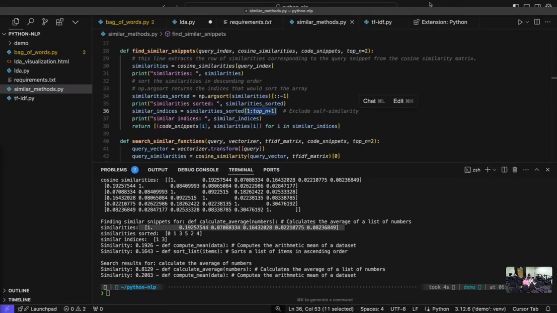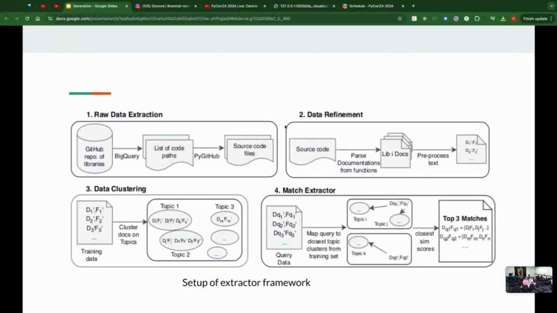Now going back, I'll just stop sharing. So this is the whole overall workflow of the extractor framework. First, we do a raw data extraction. Then we do some data refinement. After that, we do some clustering based on the different algorithms that we saw today. And then we extract the results that come out of these documents.